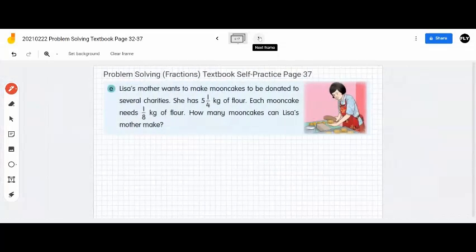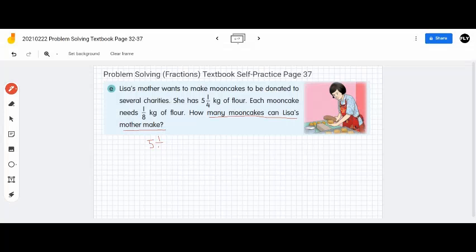Question E. Lisa's mother wants to make mooncakes to be donated to several charities. She has 5 1/4 kg of flour. Each mooncake needs 1/8 kg of flour. How many mooncakes can Lisa's mother make? So what the question wants is how many pieces of mooncake.